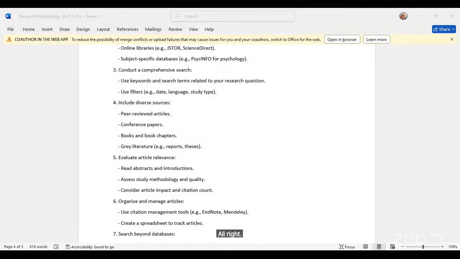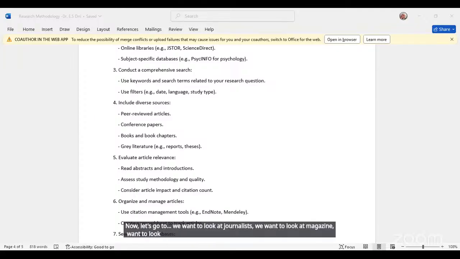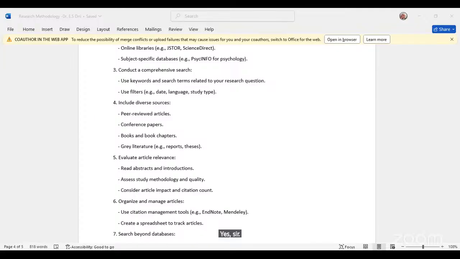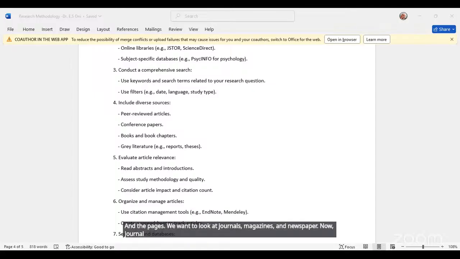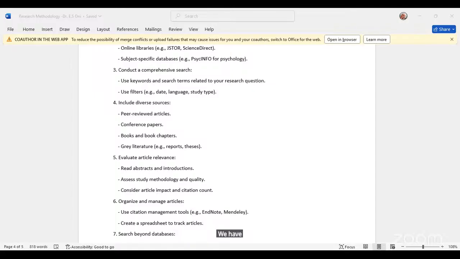Now, we want to look at journals, magazines, and newspaper articles and the pages. Now, journal article, like what I've explained before, we have single author. Look at the first one in the references examples now.